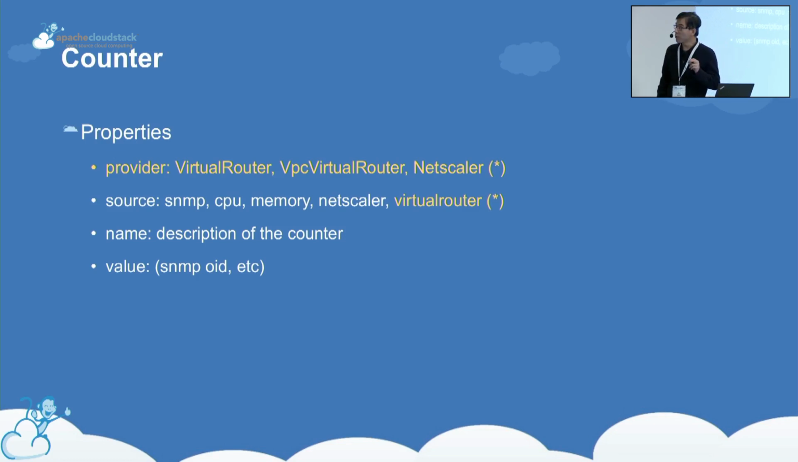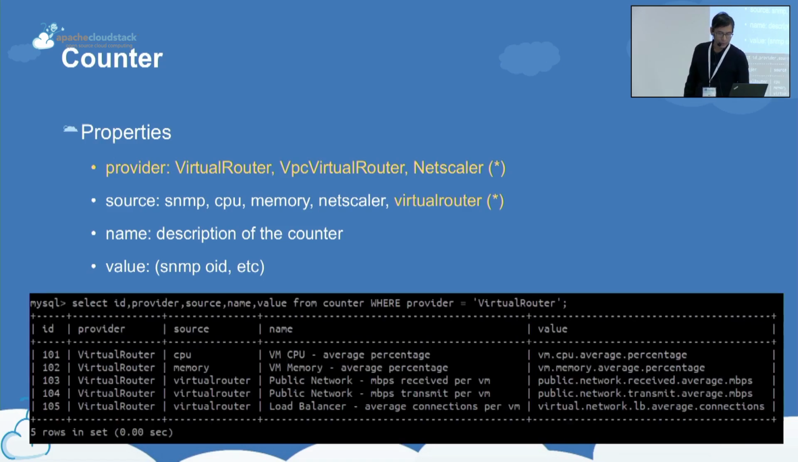It has 4 options: SNMP, CPU, memory, NetScaler, and a new one we introduced in our feature is virtual router. The next one is name, so it's the description of the counter, and the last one is the value. So it can be the OID if the source is SNMP. So that's the 5 counters we added for the CloudStack virtual routers.